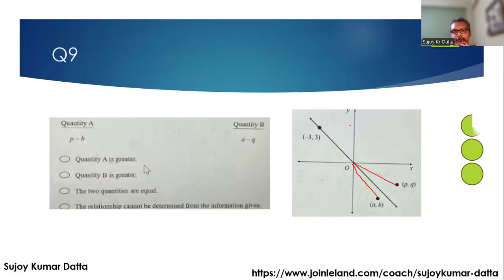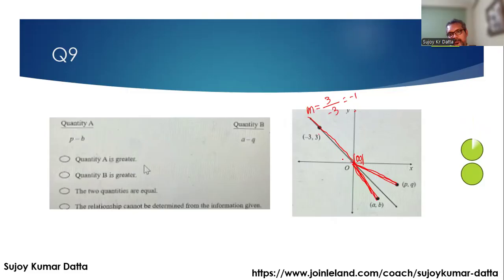Okay, so this is the line and that is the line. Now this line, which is passing through (0, 0) and (-3, 3), has a slope of (3 - 0) over (-3 - 0). So the slope is negative 1.